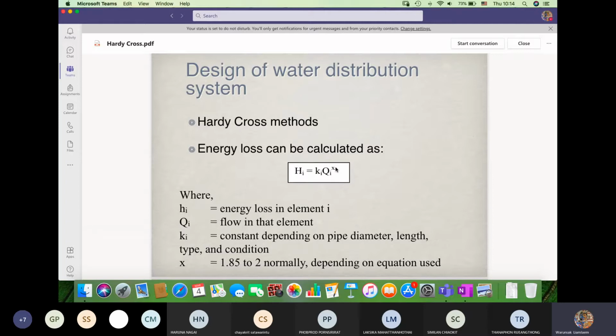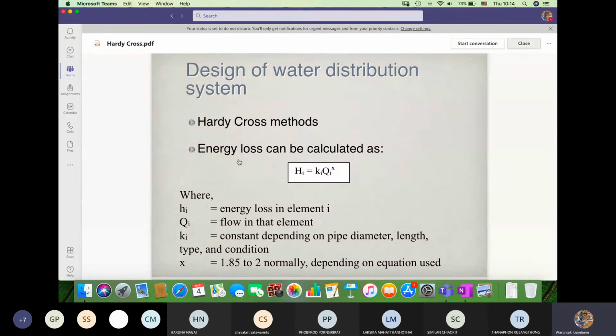So it must be equal to the flow rate times the constant. The constant depends on the pipe diameter. According to this equation, what is x? X generally might be 1.85 to 2, depending on the equation used. So what does it mean?